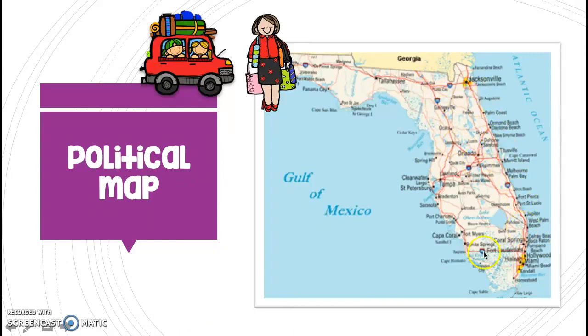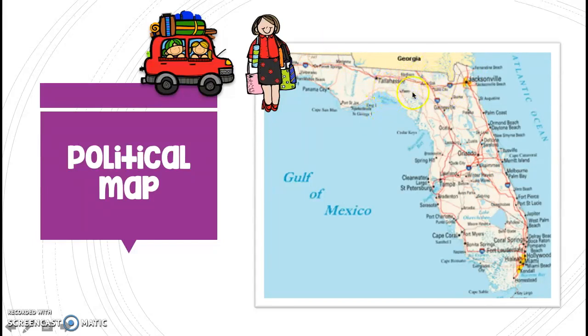So if I'm way down here in Fort Lauderdale, I could follow the red lines all the way up to Orlando. That's where I need to go. That's where Disney World is. Having a political map helps me to find my way on different roads. I also see on this political map this little imaginary line, which is called the border line. That shows me where one state ends and a new state begins.